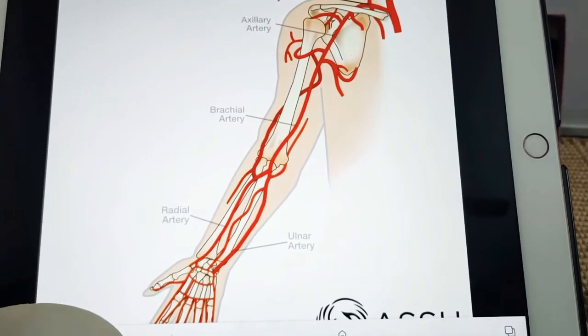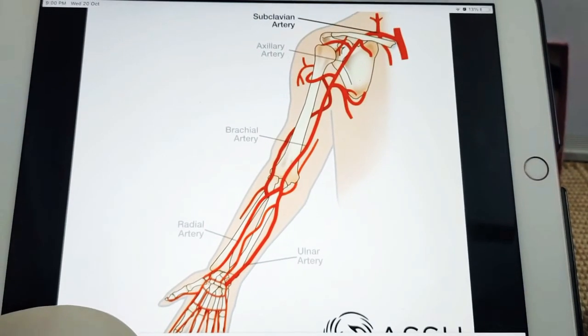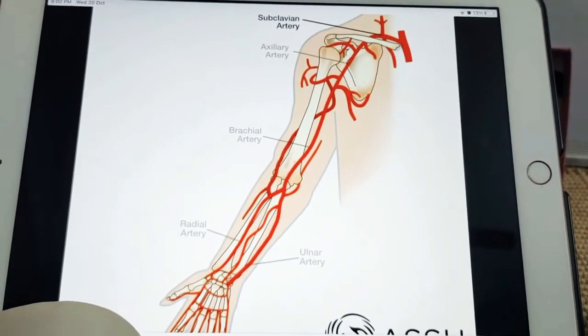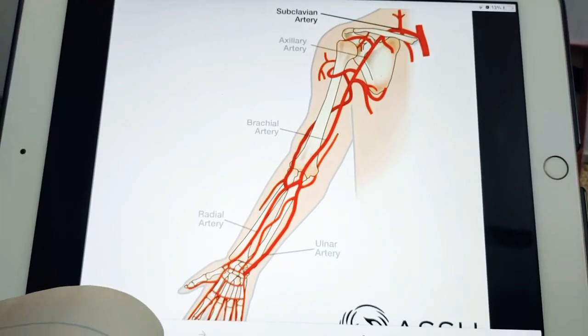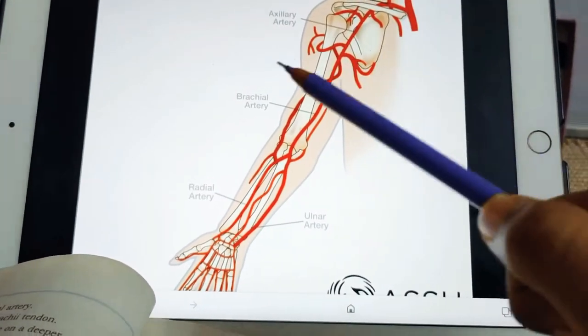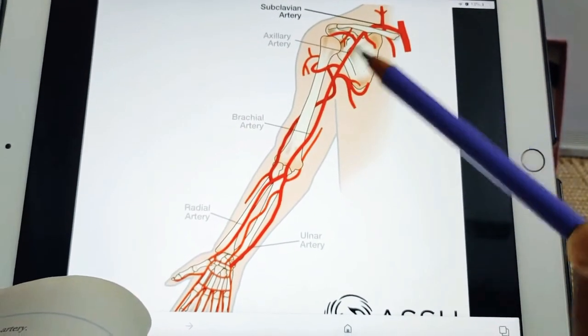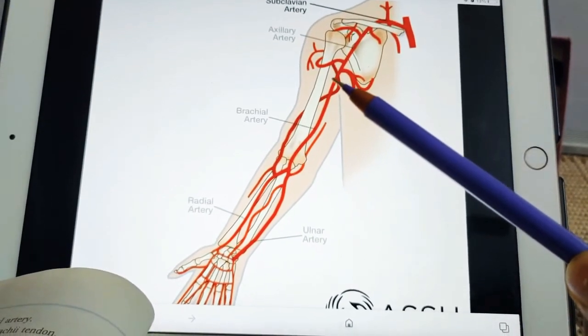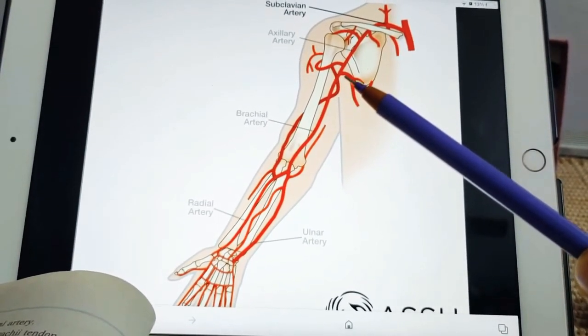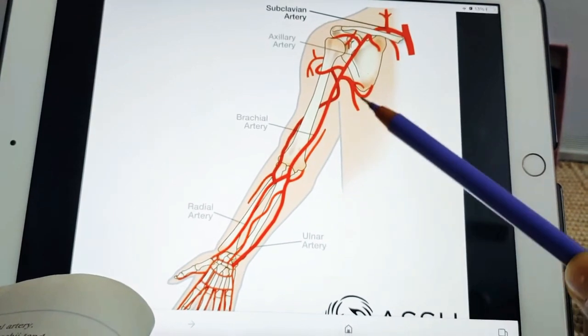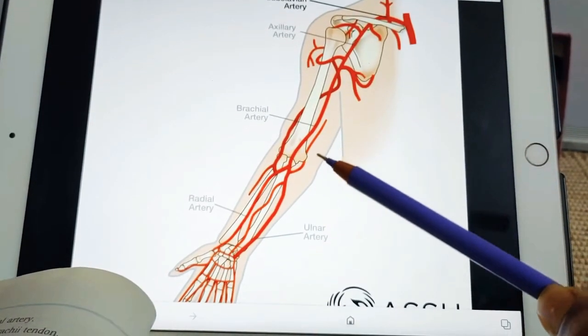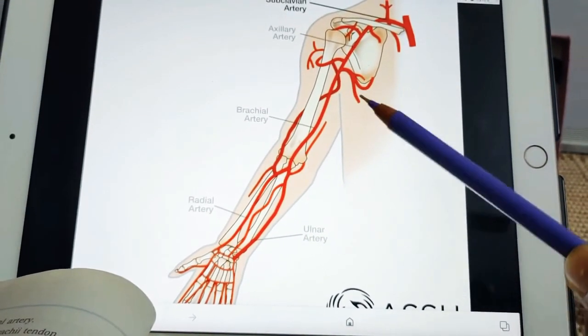The unnamed muscular branches are present, and also the profunda brachii artery lies just below the teres major and accompanies the radial nerve. Remember, profunda brachii artery on the posterior side will accompany the radial nerve, okay? And the superior ulnar collateral branch arises in the upper part of the arm and accompanies the ulnar nerve. It will accompany the ulnar nerve on the medial side.